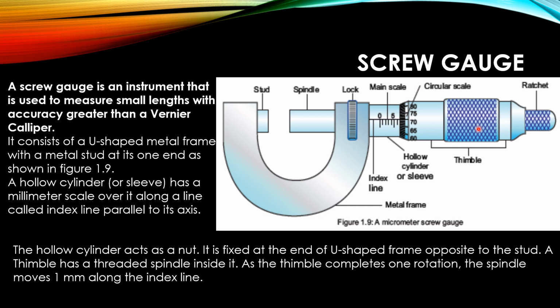This is called a thimble or a circular scale. The hollow cylinder acts as a nut. It is fixed at the end of the U-shaped frame opposite to the stud. A thimble has a threaded spindle inside it. As the thimble completes one rotation on the main scale, it covers a distance of 1 millimeter along the index line.